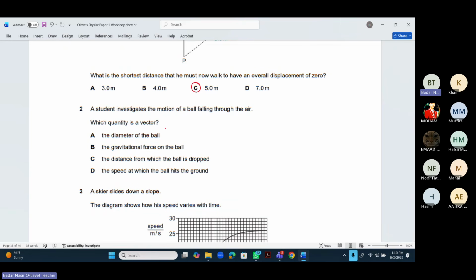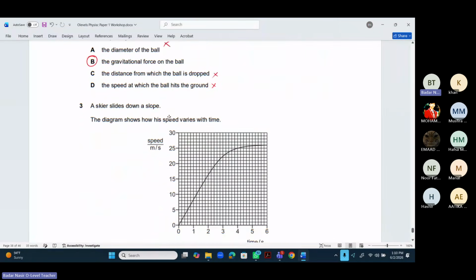The diameter of the ball? No. The gravitational force on the ball is a vector quantity? Yes. Distance from which the ball is dropped? No. The speed at which the ball hits the ground? So they both are scalar quantities.